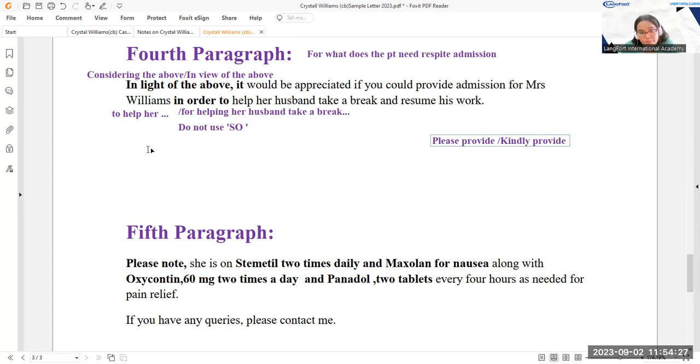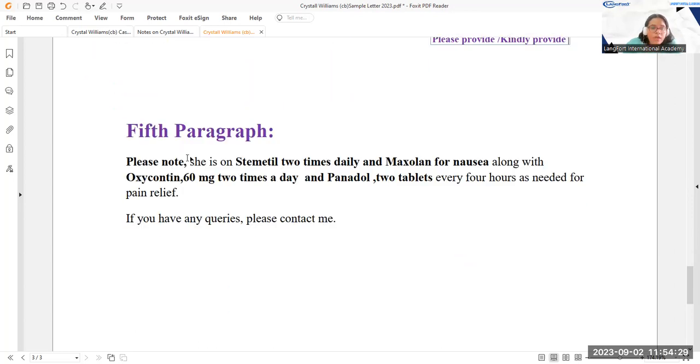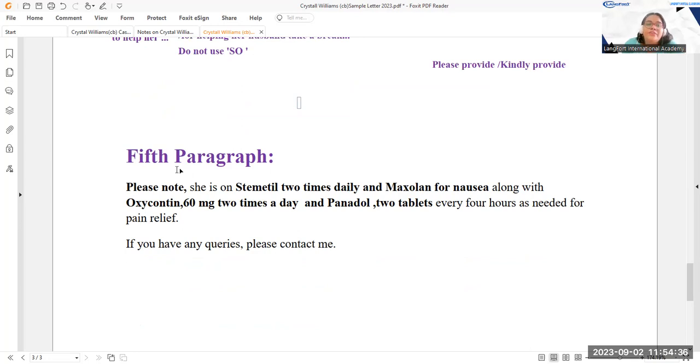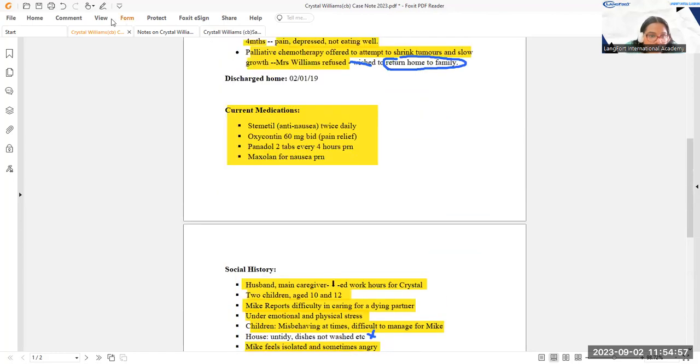It's up to you. Now all of you take a second, go through the fourth paragraph. Now look at the fifth paragraph. I've highlighted current medications. Logically I cannot place this before, so that's why at the end I highlighted it. Please note. If you look here, I want all of you to pay close attention.